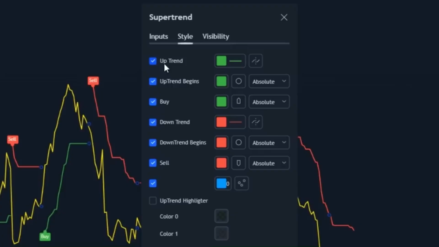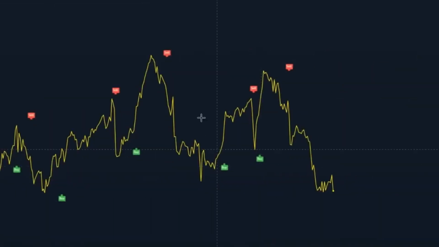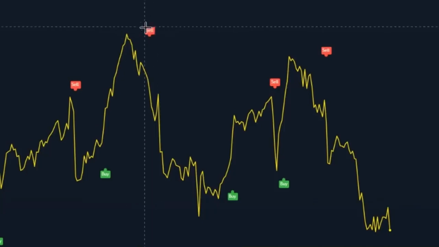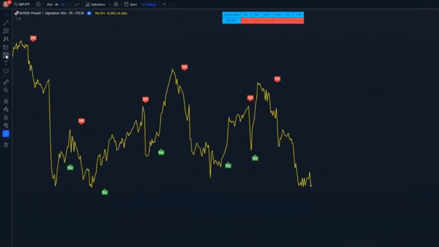You can also remove the uptrend line here and the downtrend line here. This just cleans up the chart really nicely, and all you have to look at is the sell label and the buy label. This strategy uses heavy support and resistance, so we're going to be using a rectangle a lot to mark these zones out.